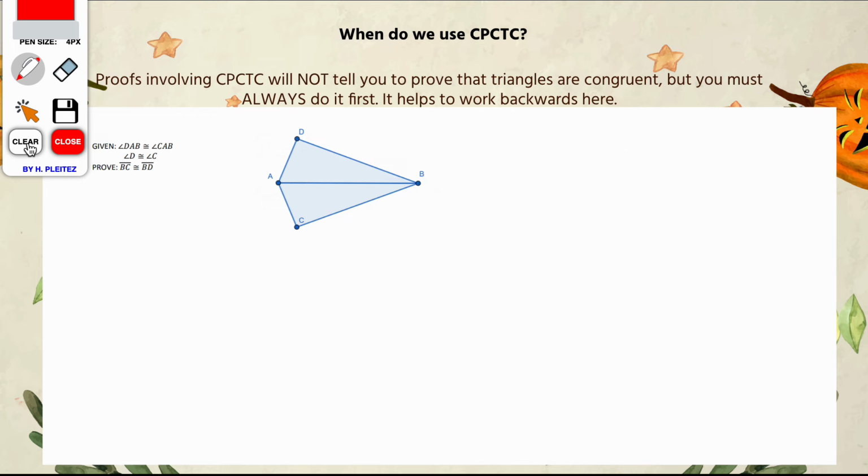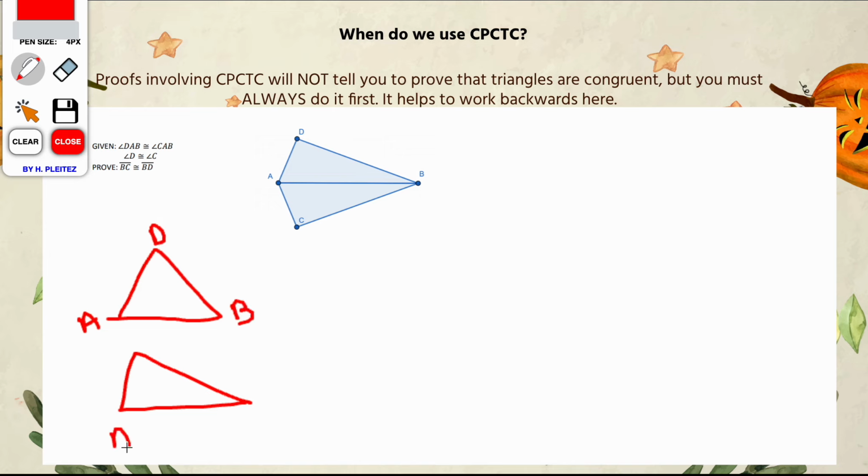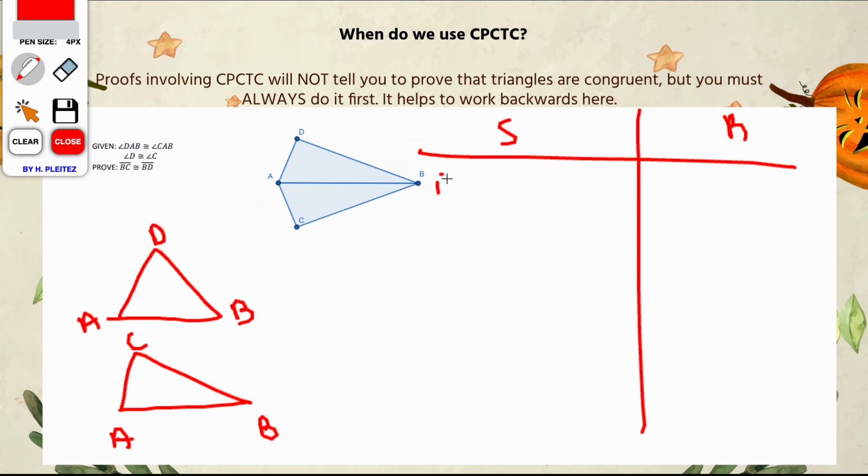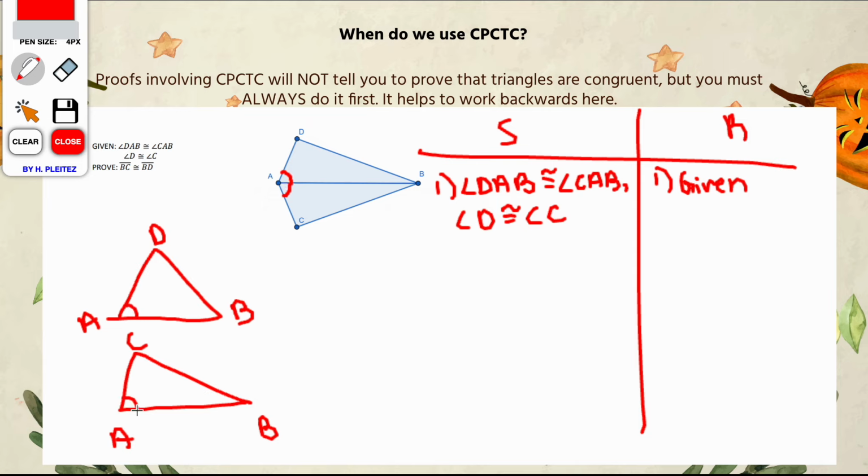So I'm going to clear this and just redraw my triangles real quick, so that I have a clear picture when we want to label our stuff. So we have ADB, ABC, and we're going to do our statement and reason. Let's write our givens. We have angle DAB is congruent to angle CAB, and then angle D is congruent to angle C, given, and let's make sure we label those. DAB is right here, congruent to CAB, which is right here, and I'm going to label them on my separate triangles too. Then we have angle D congruent to angle C, and I'm going to label that as well.